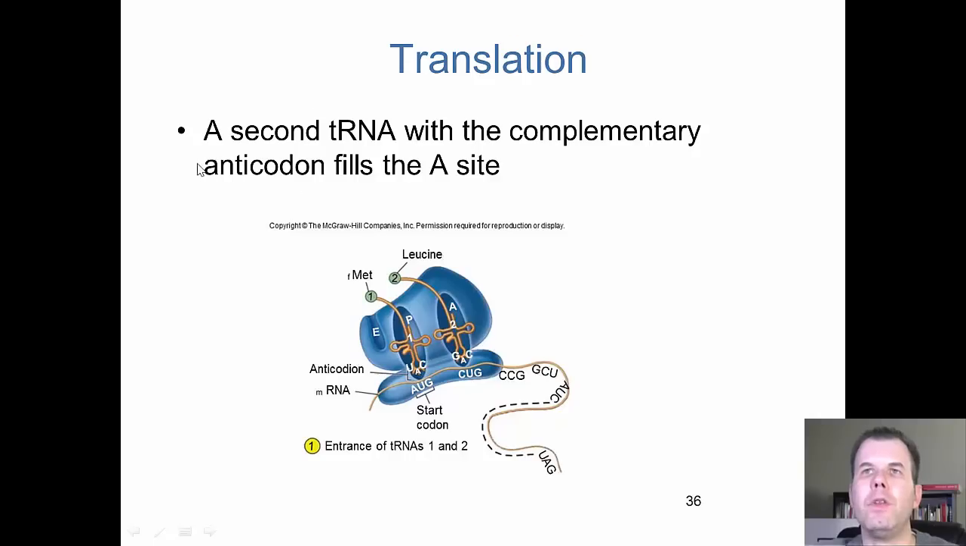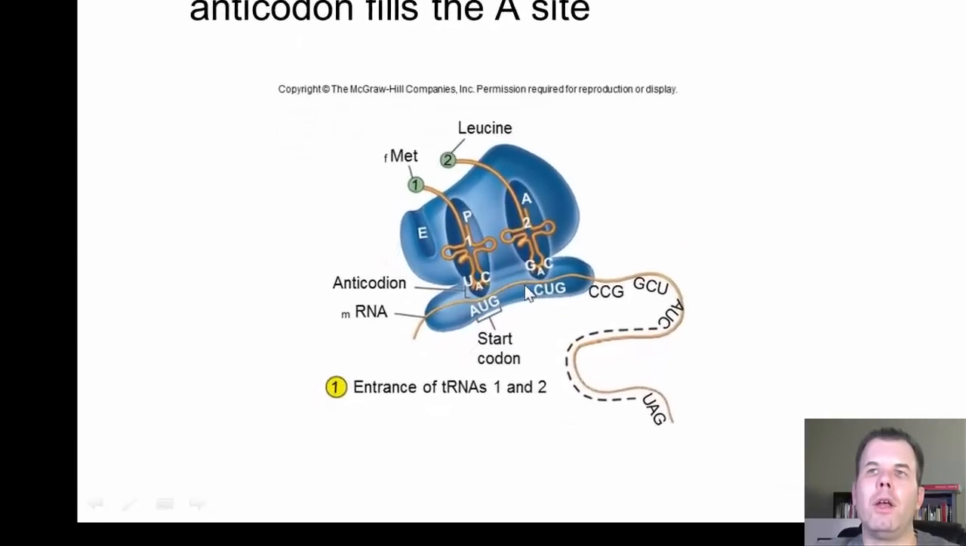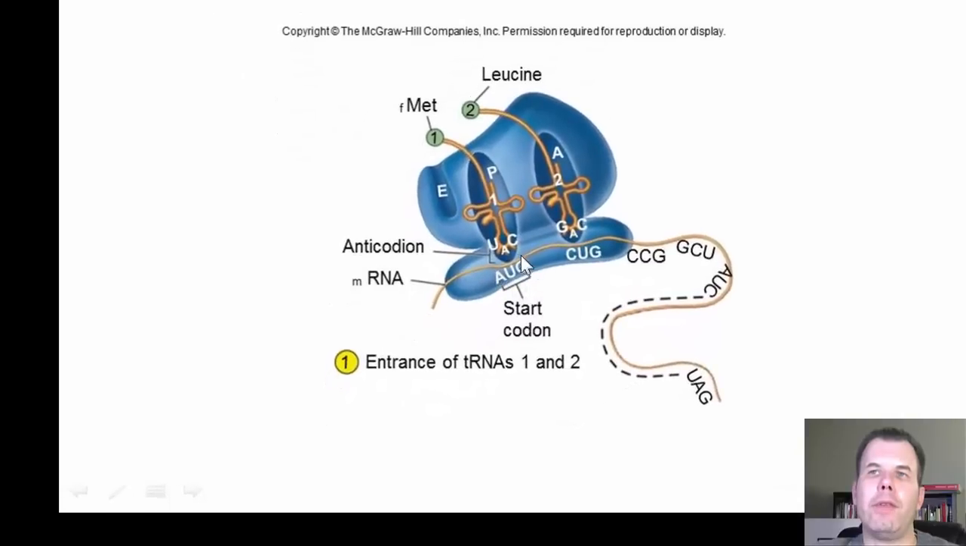Okay. So again, once the initiation begins, you get a second tRNA with a complementary anticodon, and the anticodon, again, is just the opposite of the codon. So let's take a look at the codon here. You have the AUG. AUG is the codon. You can see the anticodon is just the opposite. A's go with U's, U's go with A's, G's go with C's.